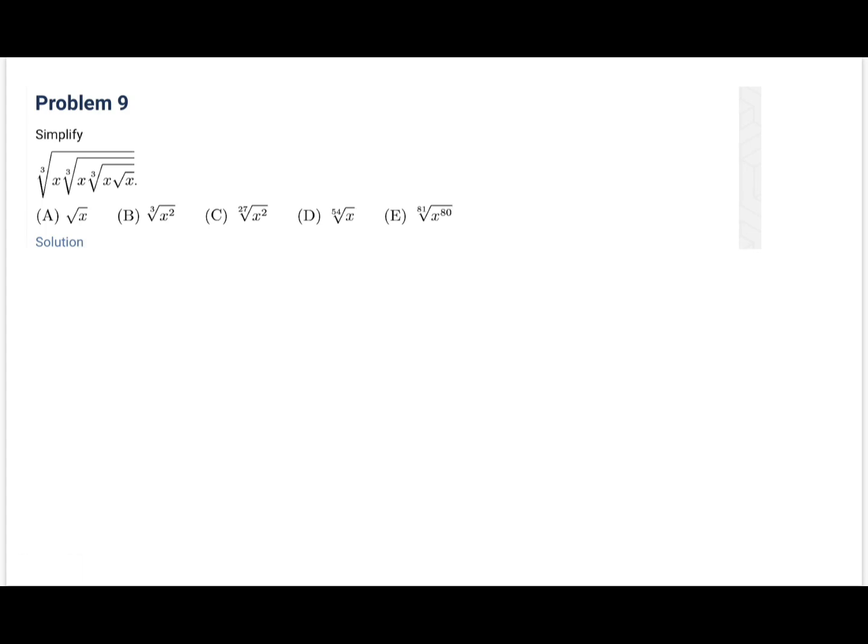Problem 9. Simplify this mess. Okay, so let's just start from the inside and work our way out. So x root x is x to the 3/2 power, so x to the 1.5th power, and then cube root this.